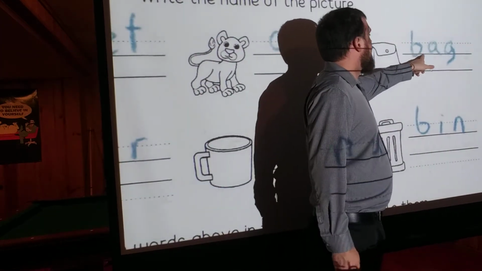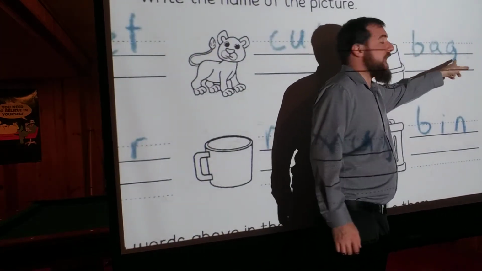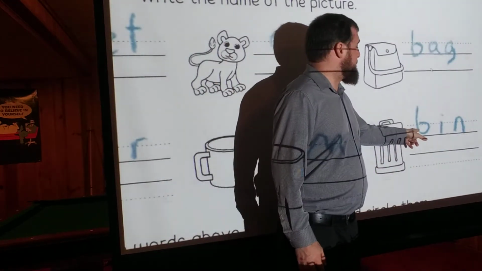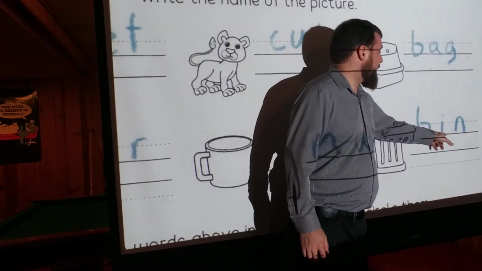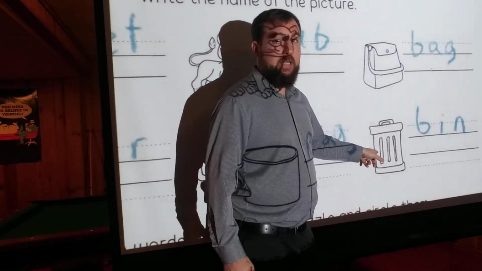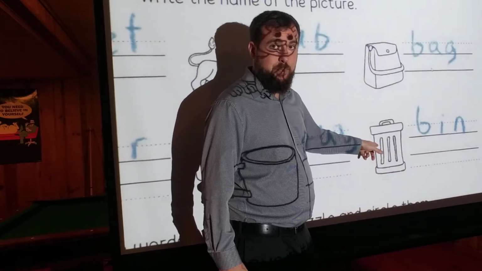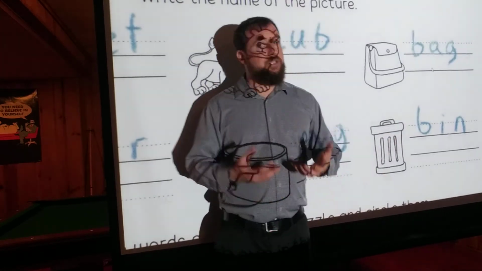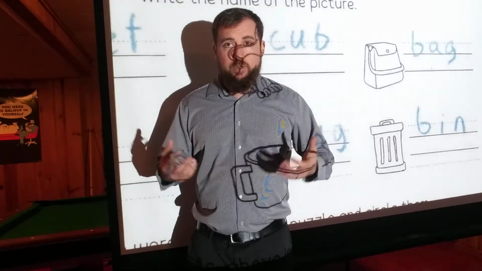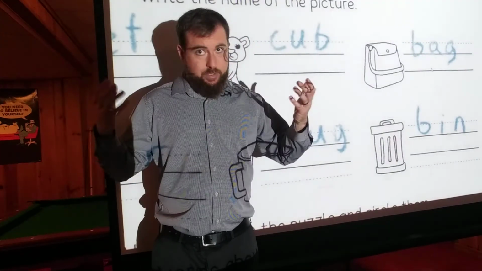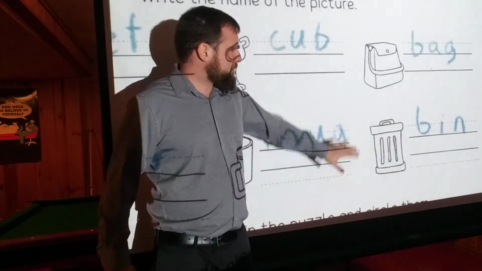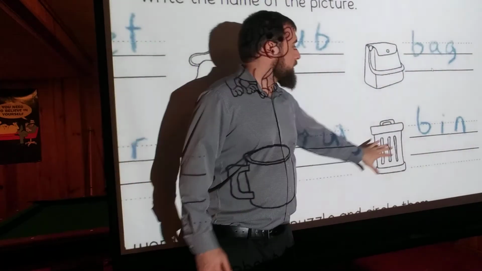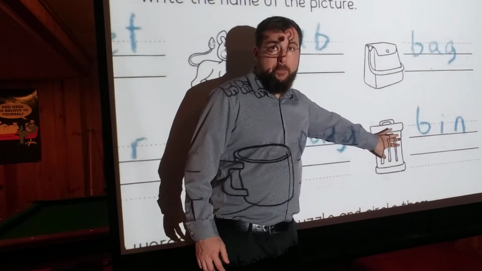Bag. B-A-G. Bag. We've gone over that before. And then bin. B-I-N. Bin. Like a trash bin. Like where you put your trash. That's a trash bin. Okay. So we're still learning new words as we go. That's good. That's normal. That's how language acquisition works. So that's good. A couple new words here. A couple old ones. Good mix. If you didn't get it, write it down now. Bin.